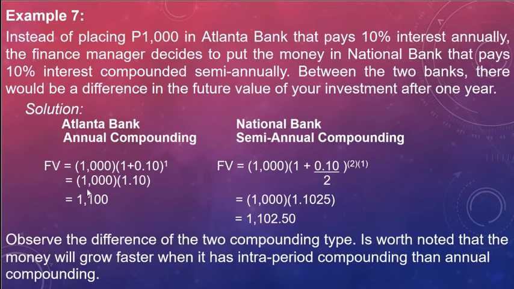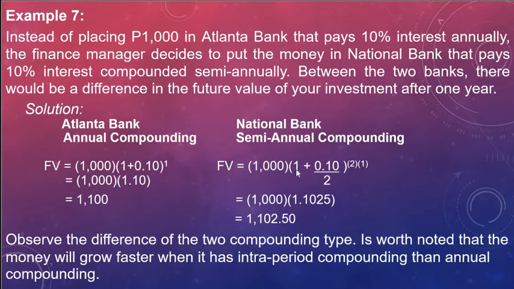And then your future value, if that is compounded annually after 1 year, yung future value ng 1,000 mo ay 1,100. So, nag-earn siya ng 100 na interest. But take a look at the National Bank na computation. So, dito, this is compounded semi-annually. So, if that's semi-annual compounding, so ito yung resulta.